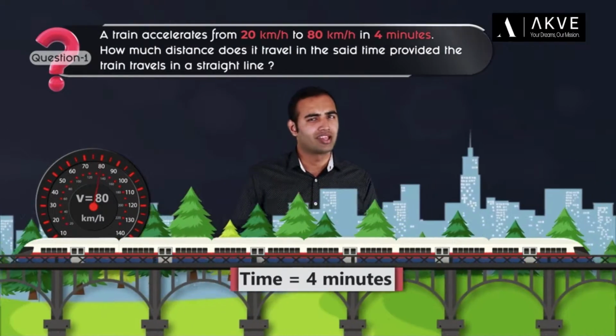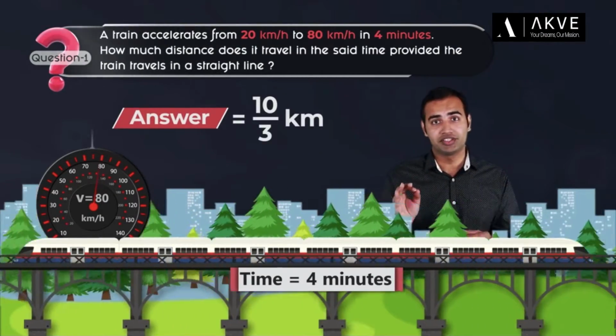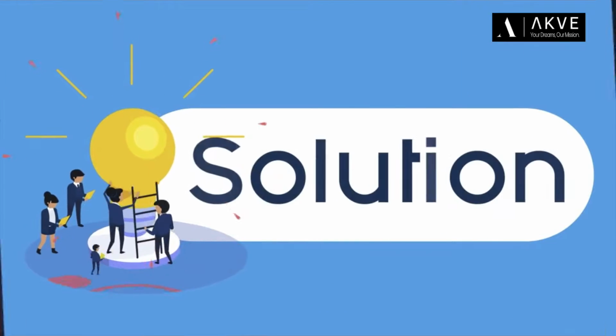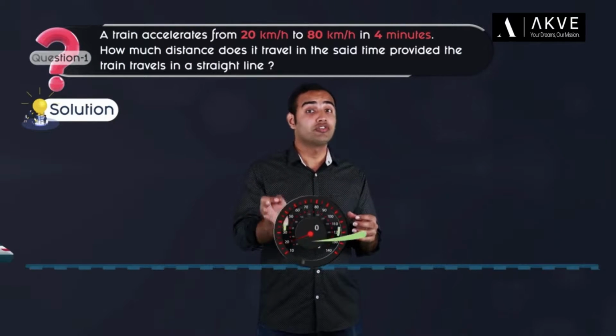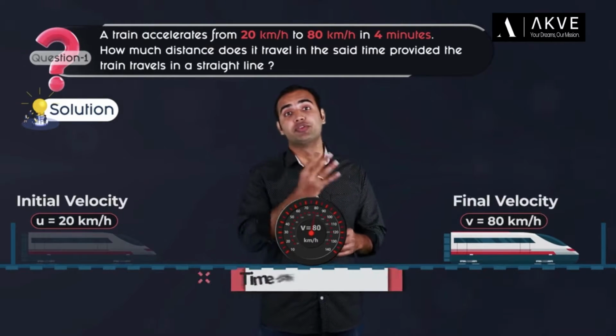So did you get it? I'm sure you did. The right answer to this question is 10 by 3 kilometers or 3.33 kilometers. Let's go ahead and see the solution now. So according to the problem, the train was traveling at a speed of 20 kilometers per hour and its speed increased to 80 kilometers per hour in 4 minutes.